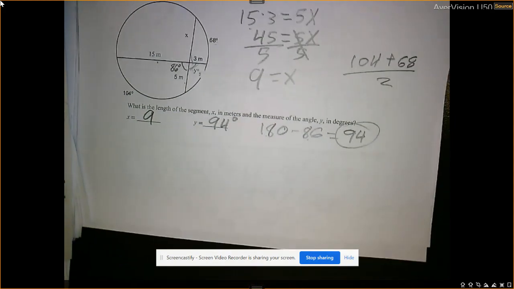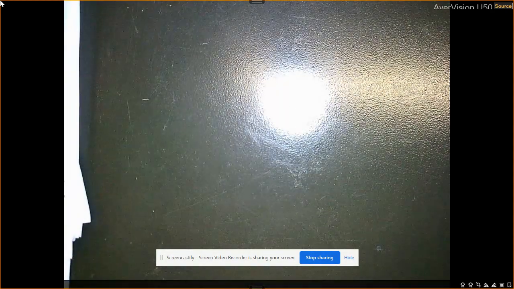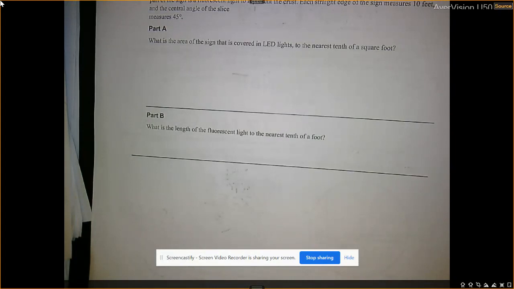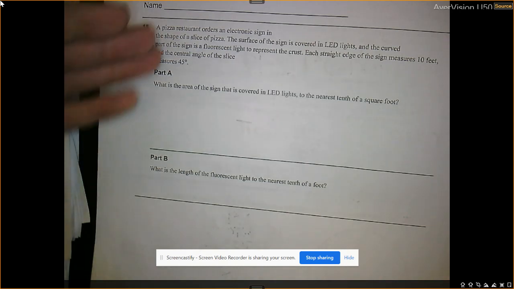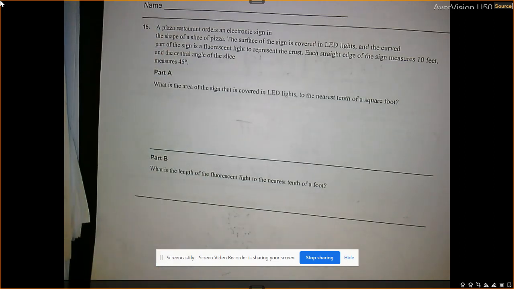Okay, moving on to our last page here. Thinking I will not be running out of time, it looks like, hopefully, so that is great. Okay, and it looks intimidating, right? There's a good amount of words, 2 parts, but again, if you know what they're asking, it's not hard.